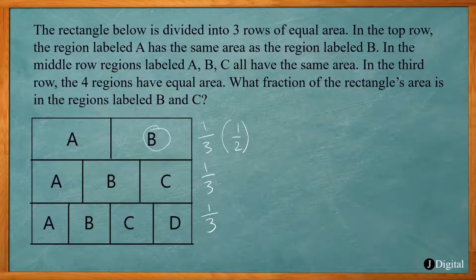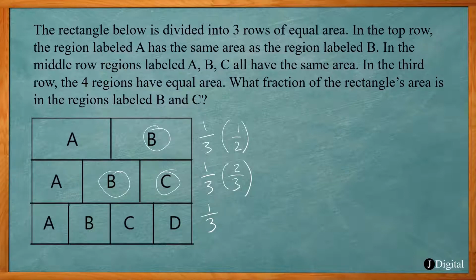Look at the second row, B and C. These all have the same area, so each of these is a third. So B and C will represent 2/3. So it's going to be 2/3 of the third, because that row is a third. So it's going to be 1/3 times 2/3.